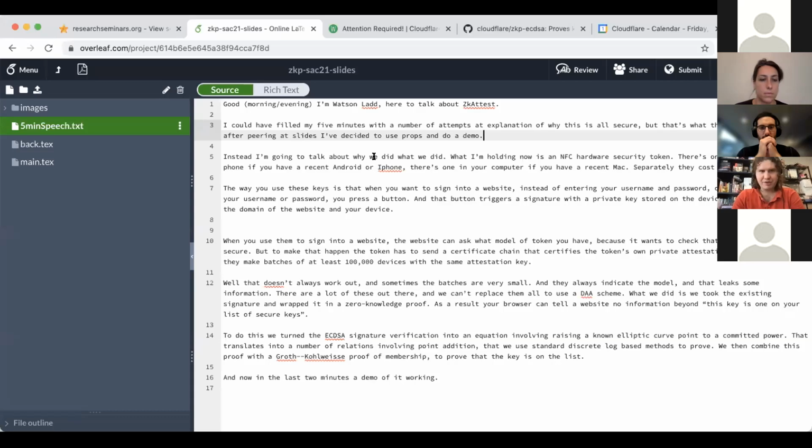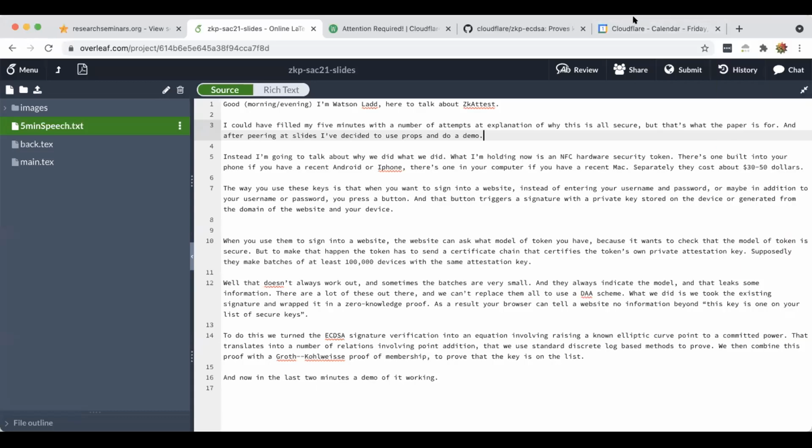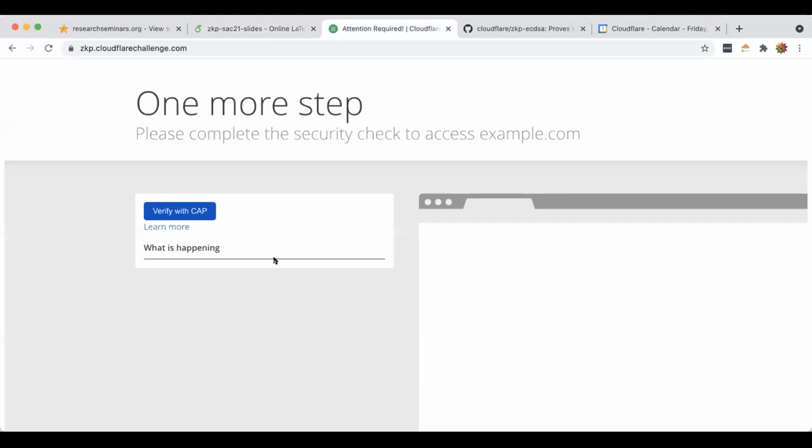So what we wanted to do is construct a proof that would let us anonymize these attestations. We did that by introducing a proof of an ECDSA signature under a committed key. What I'm going to hopefully do next is a demonstration, and we shall see if this works over Zoom.